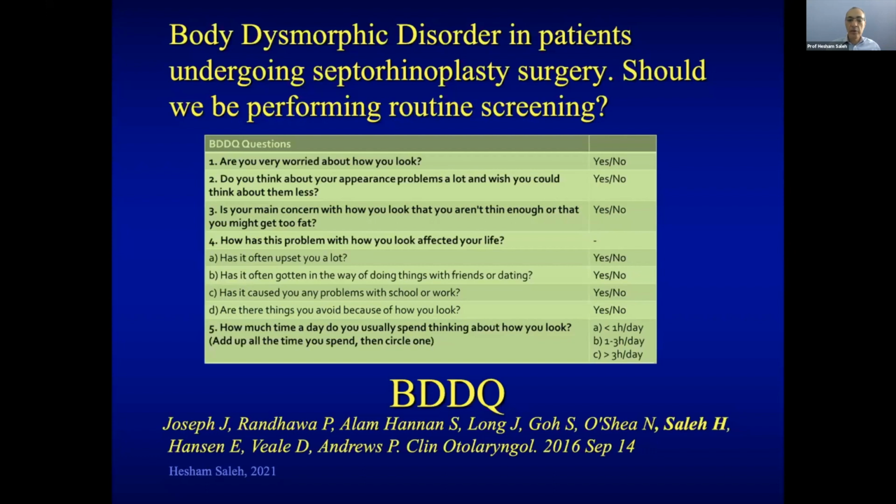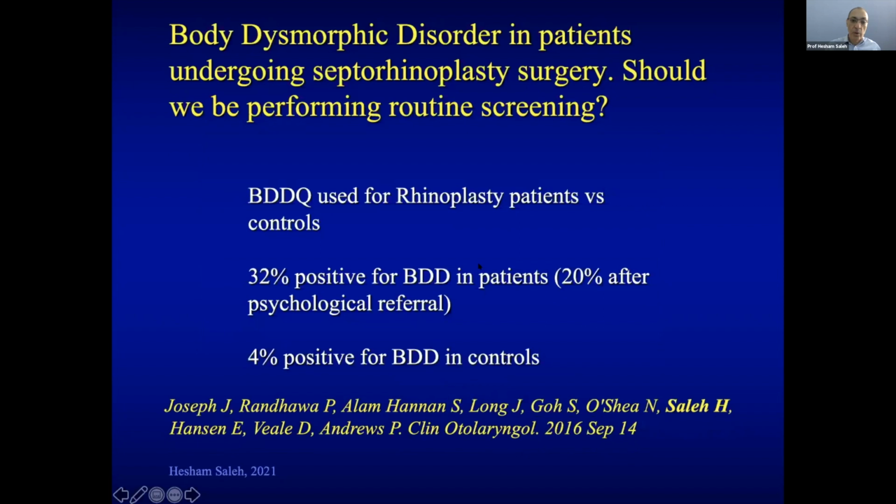I do use a questionnaire, I'll show you in a minute. We did a study a few years ago, me and Peter Andrews at the Royal National, in which we looked at a number of patients coming through the door for rhinoplasty and a control group. We used a standard body dysmorphic questionnaire. It's a whole body questionnaire, not a rhinoplasty one, which covers these 5 questions, asking the patient about how they're obsessed with their appearance and so on. And really interestingly, more than we expected, 32% of the patients coming for rhinoplasty were positive for that questionnaire, which is very high. But when we referred them to psychologists, they excluded 12%.